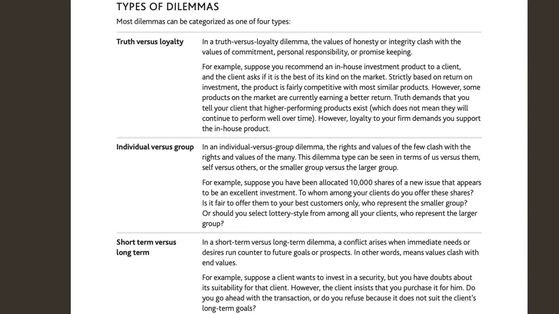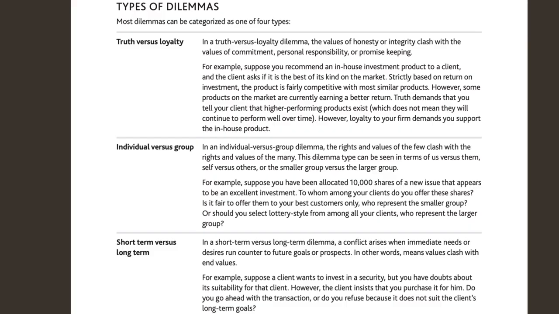For example, suppose you recommend an in house investment product to a client and the client asks if it is the best fit of its kind in the market. Strictly based on return on investment, the product is fairly competitive with most similar products. However, some products on the market are currently earning a better return. Truth demands that you tell your client that higher performing products exist, which does not mean they will continue to perform well over time. However, loyalty to your firm demands you support the in house product.